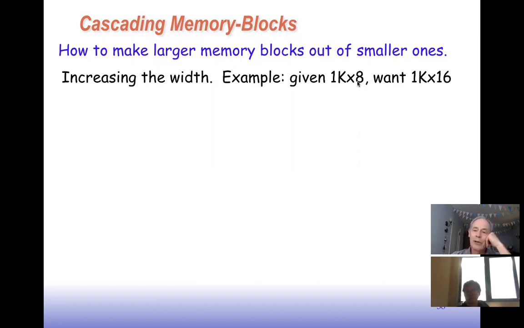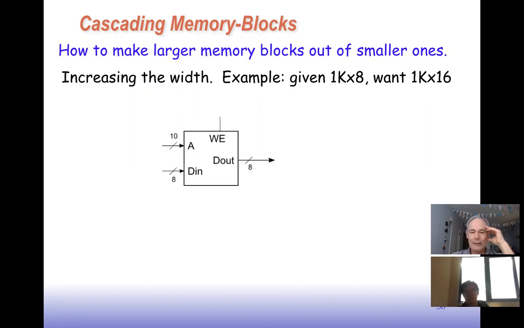But what we really want for our application is a memory that's 1,000 words deep, has 1,000 words in it, but it's 16 bits wide instead of 8 bits wide. So how could we do that? Well, imagine this is our 1K by 8 bit wide memory. It has 10 address bits because we need 10 address bits to address 1,000 different words, because 2 to the 10 is 1K. Here's a write enable signal. There'd be a clock that comes into here too. Here's the data in, and here's the data out of this memory.